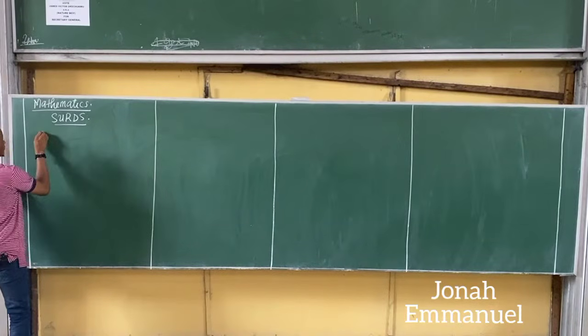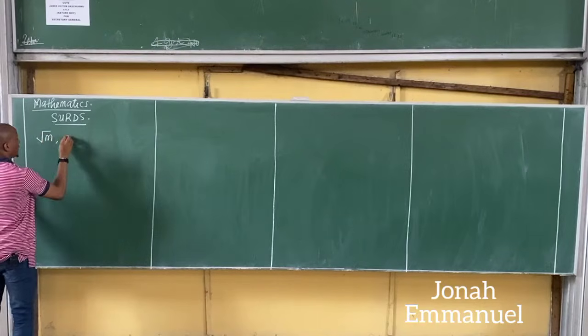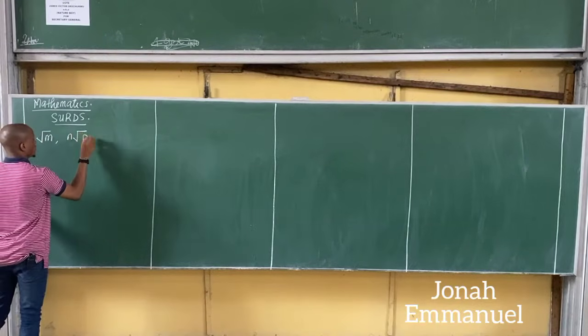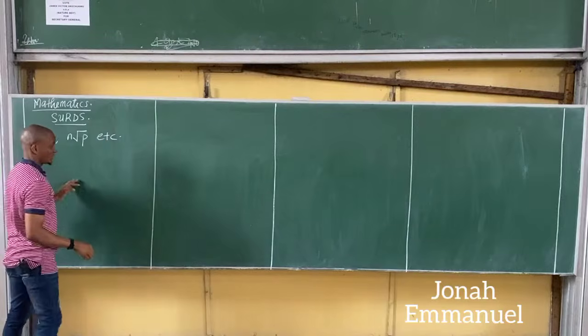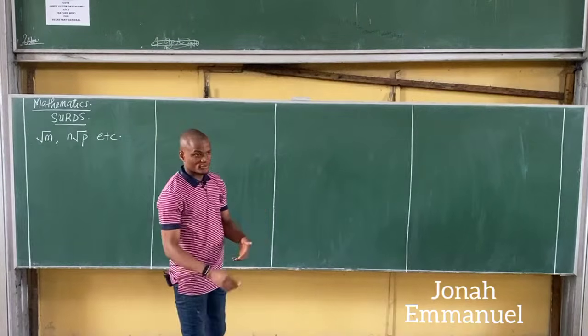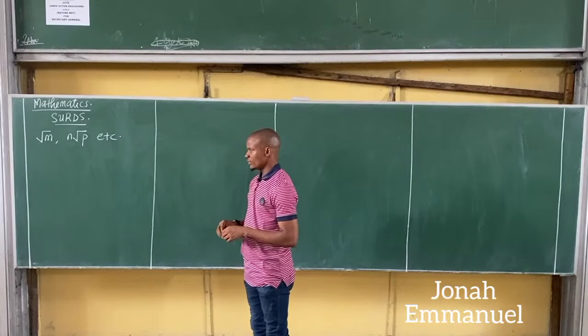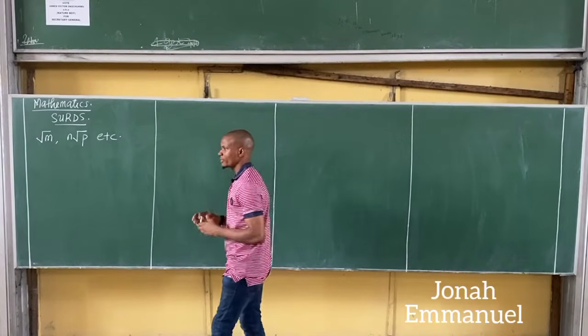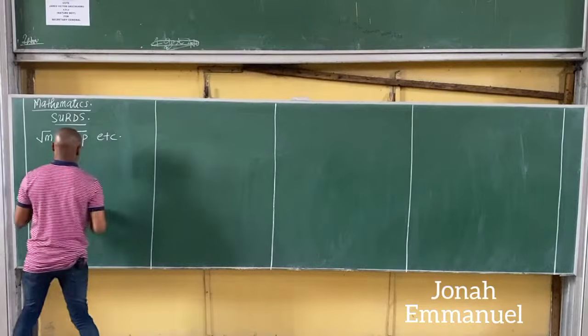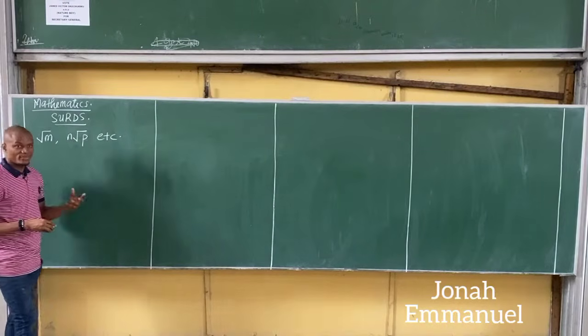Example: you have root m, n root p, etc. Right? Irrational numbers expressed in root forms.